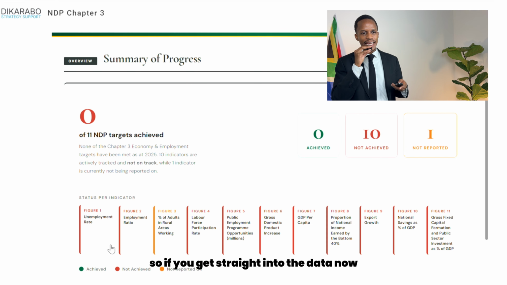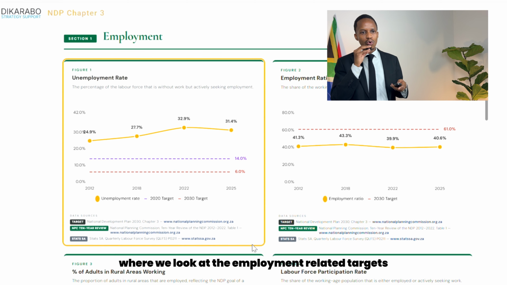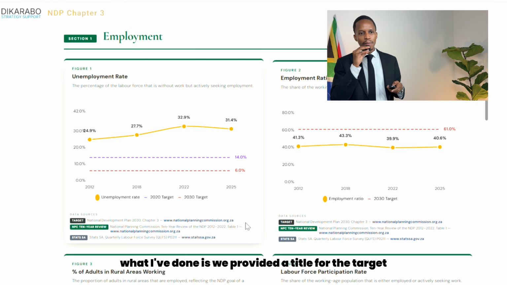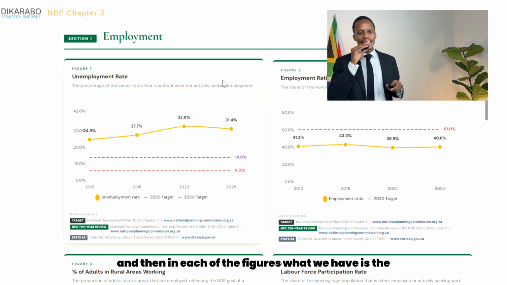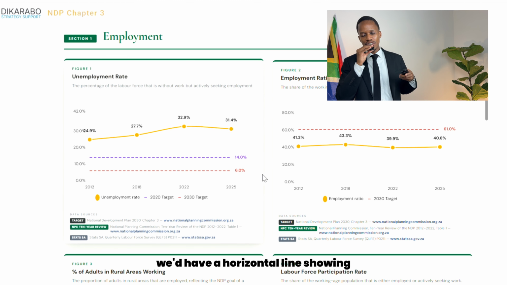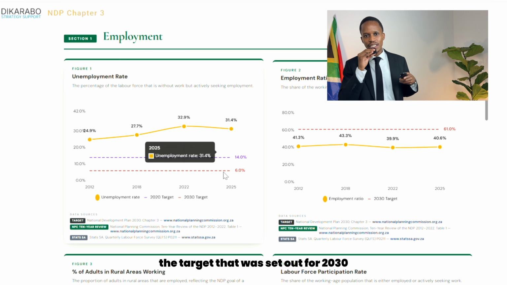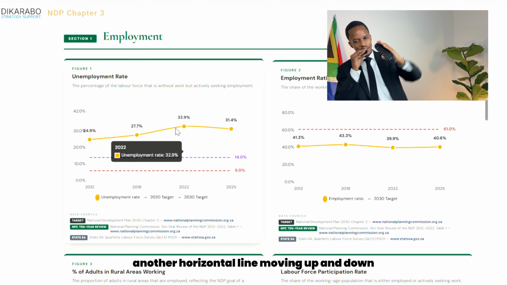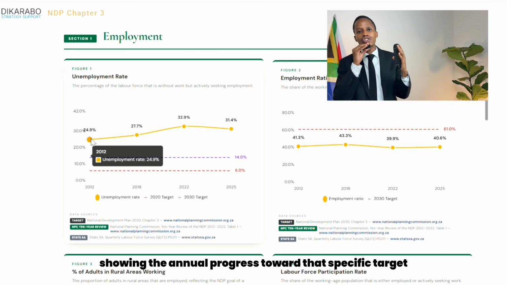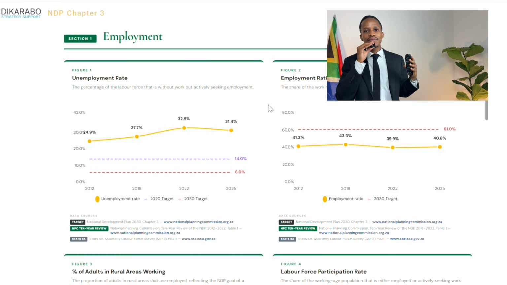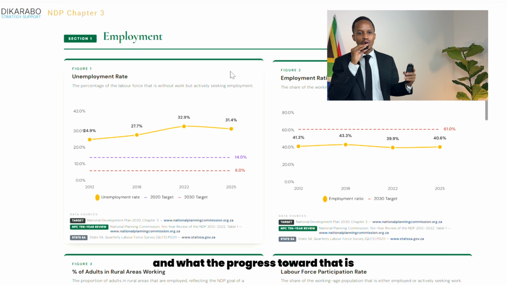So if you get straight into the data now, section 1, where we look at the employment-related targets, for each of these targets, what I've done is provide a title for the target, a brief description of the target, and then in each of the figures, we have a horizontal line showing the target that was set out for 2030, and then another line moving up and down, showing the annual progress toward that specific target, to give you a visual of what the stated target for 2030 was and what the progress toward that is.